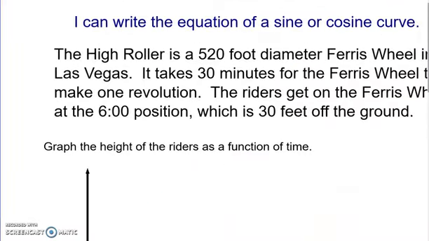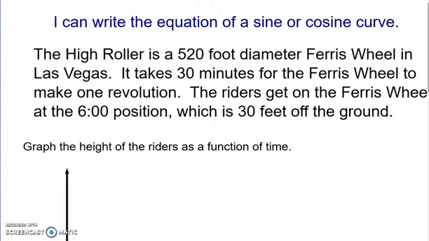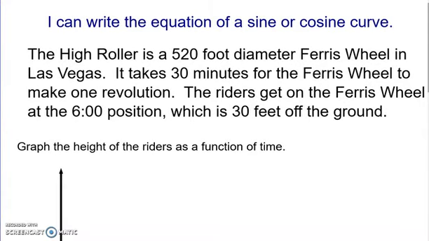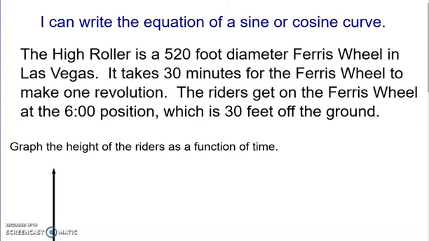Okay, last problem we have. The High Roller is a 520-foot diameter Ferris wheel in Las Vegas. It takes 30 minutes for the Ferris wheel to make one revolution. The riders get on the Ferris wheel at the 6 o'clock position, which is 30 feet off the ground.